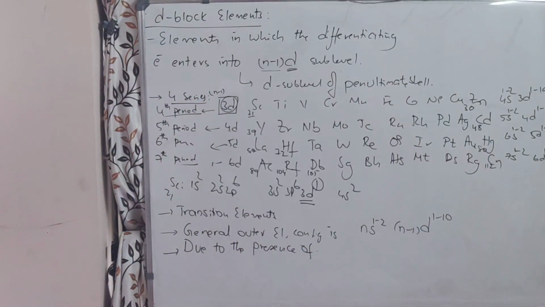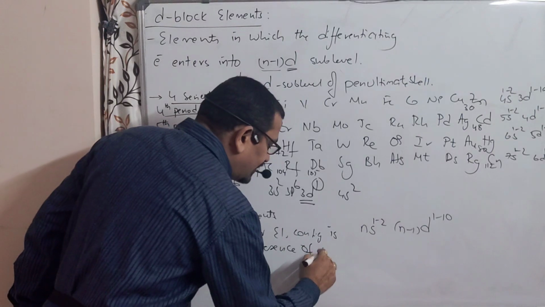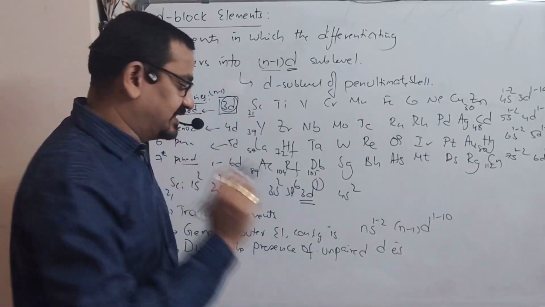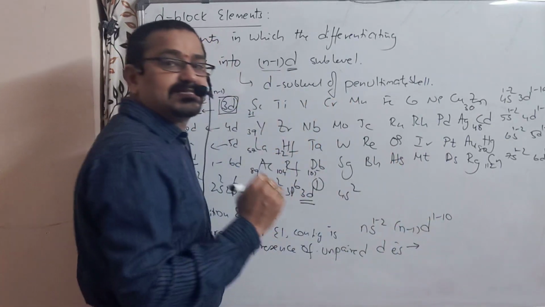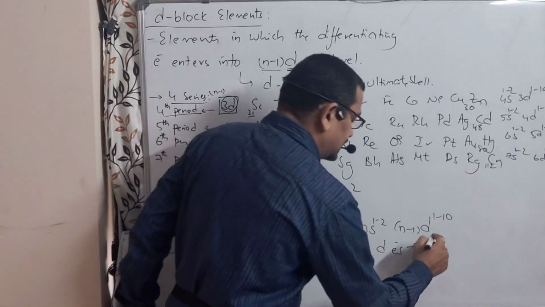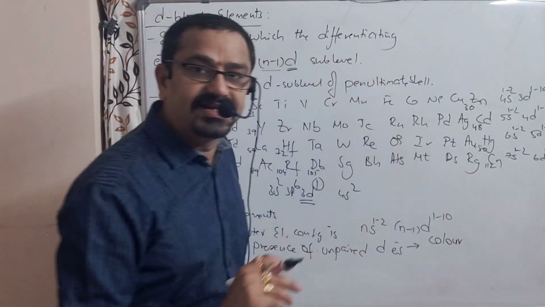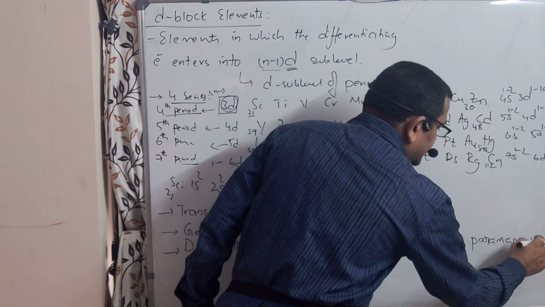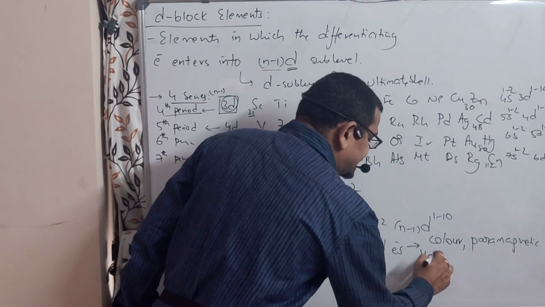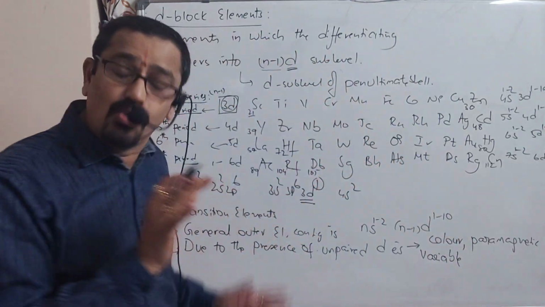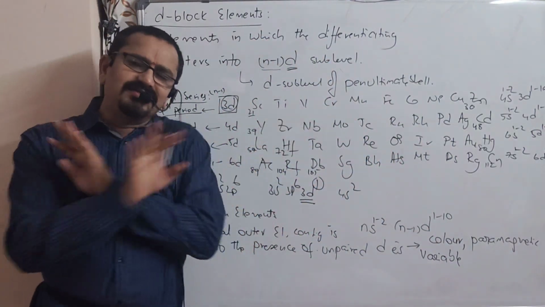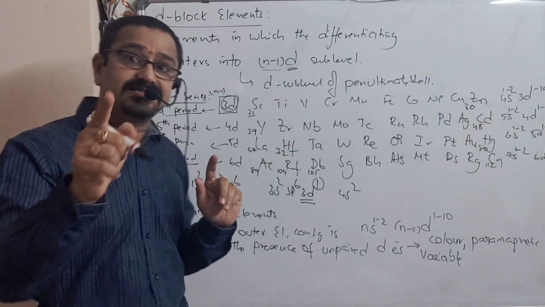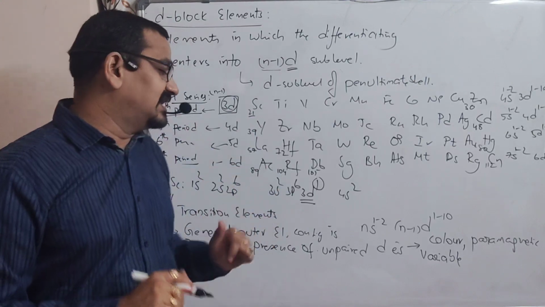unpaired d electrons, these d block elements possess some characteristic properties like color, paramagnetic behavior, variable valency. These are the characteristic properties shown only by these d block elements. No other elements in the periodic table show these properties. These are the specific characteristics of d block elements, which is due to the presence of unpaired d electrons.